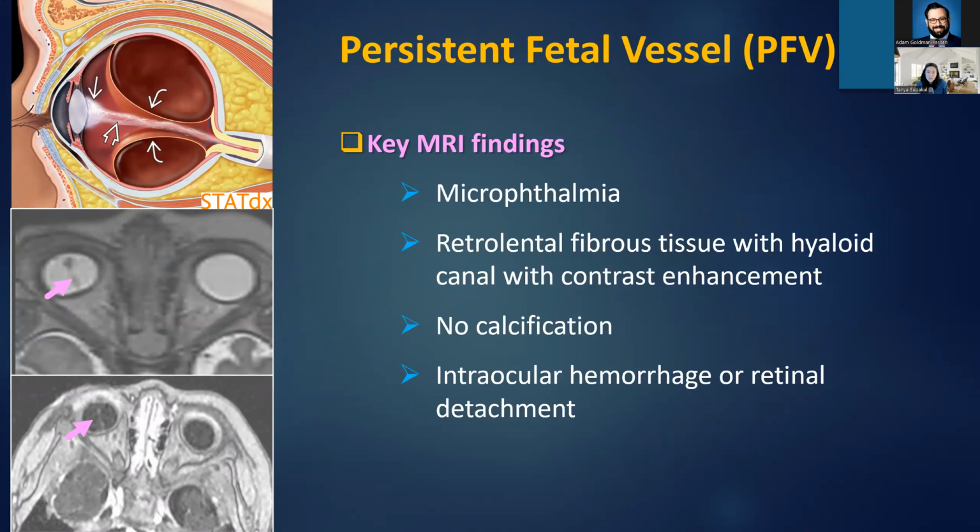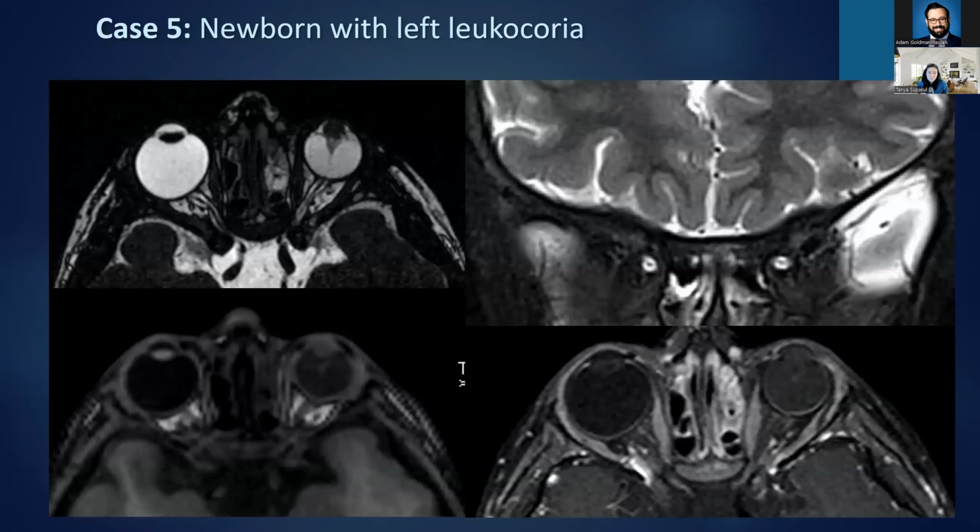So key imaging: microphthalmia, and you see enhancing tissue from the posterior lens attached to the optic disc. That enhancement is because of the hyaloid vessels, with no calcification. Sometimes you can see a retinal hemorrhage or intraocular hemorrhage. And there are no treatment options for this finding. It's very limited treatment options.